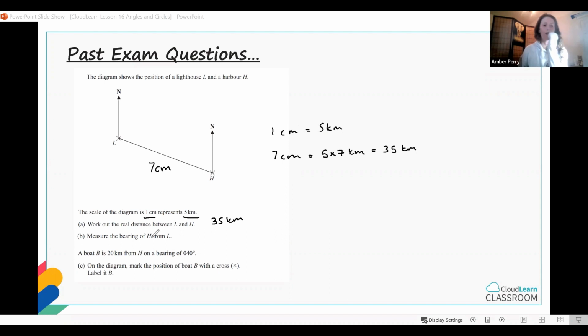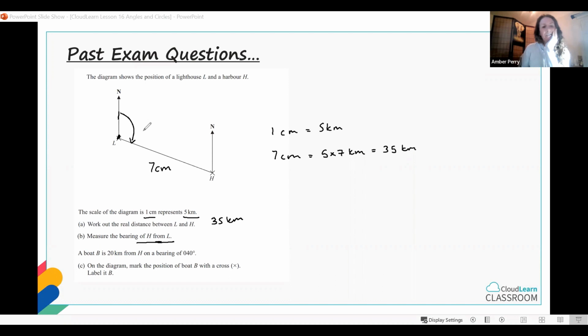Okay. Right. Part B, now you need to get your protractor out to measure the bearing of H from L. The thing I want you to really think about here is "of H from L." So your protractor goes at the place where the bearing is measured from, okay? So you're measuring from L, you put that middle part of your protractor on there, and then you line up the north line, and then you measure it around. So do have a practice at this. It's not that easy to show you without a protractor, but do make sure you practice using your protractor.